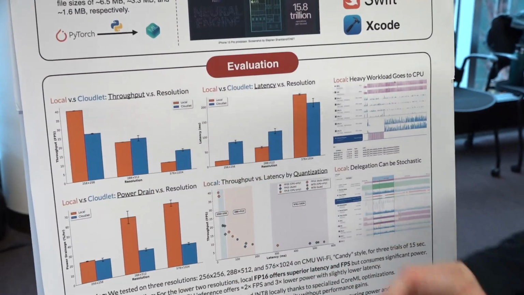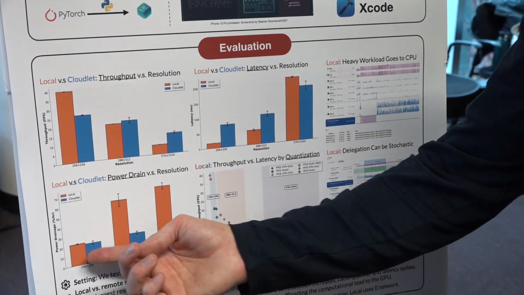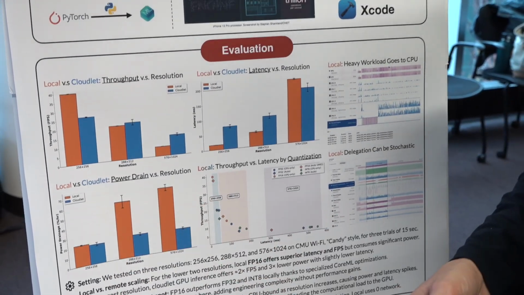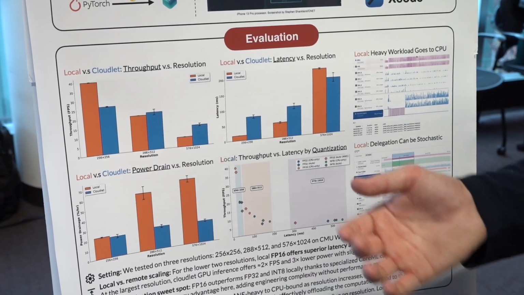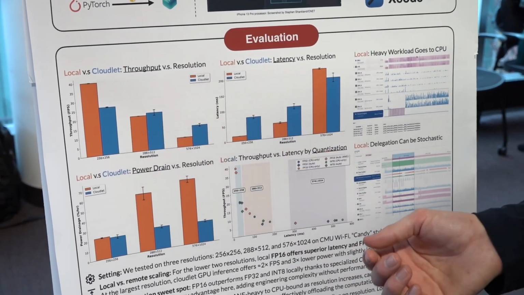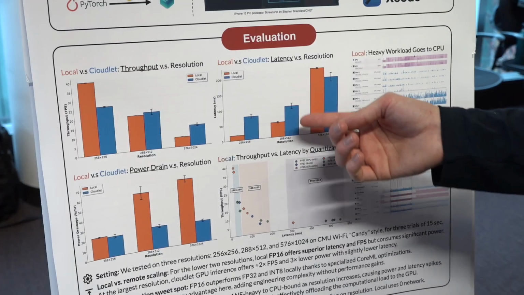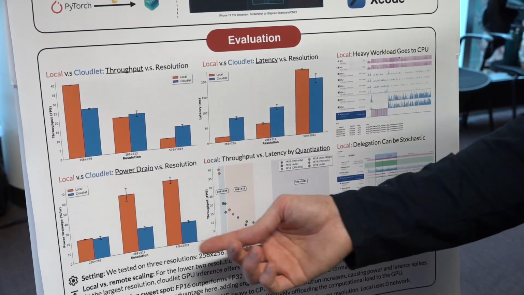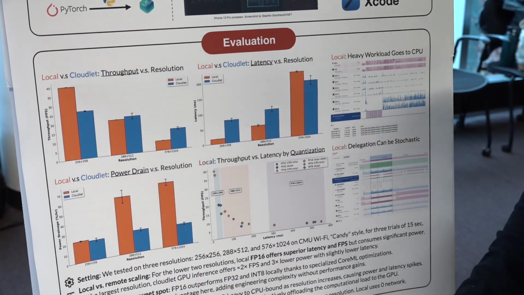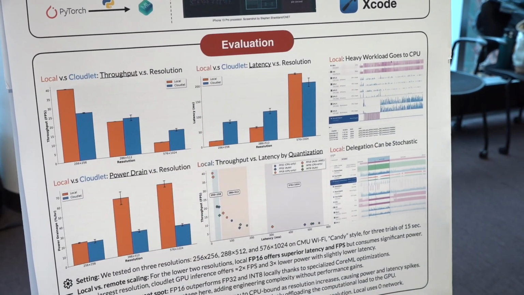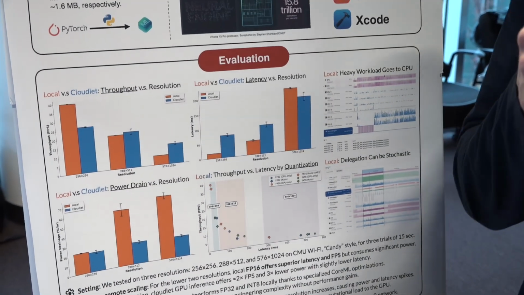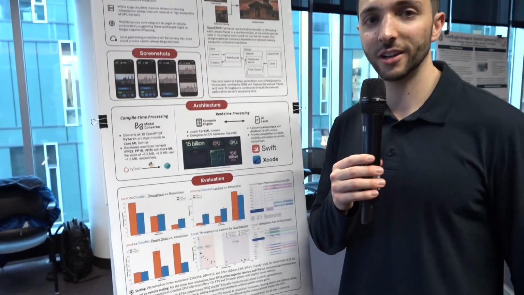In terms of our results, we found that at a lower resolution, the phone performs much better in terms of FPS and latency, and the power drainage is comparable to offloading to the cloud. Whereas as you increase the resolution, the cloud starts to outperform local, with lower latency, and the device suffers more power drainage than it does at a lower resolution. So that sums up our project, and we hope you enjoy.